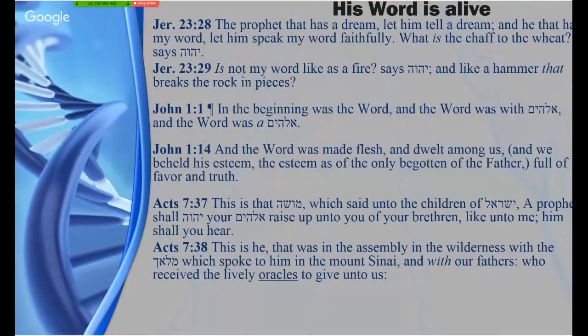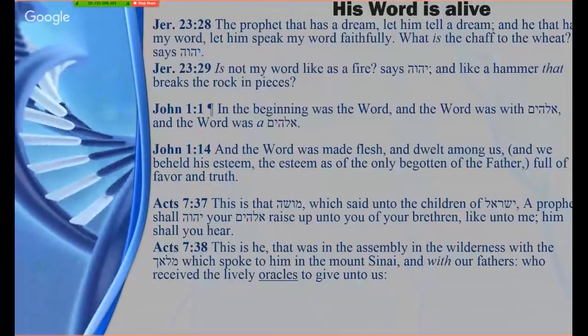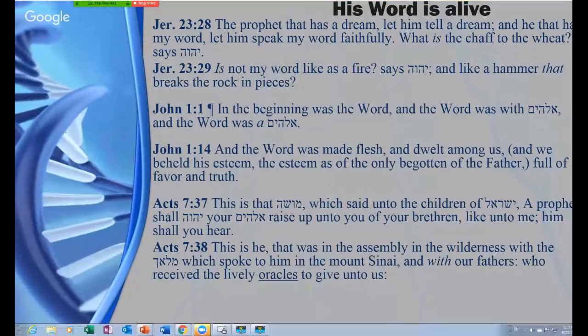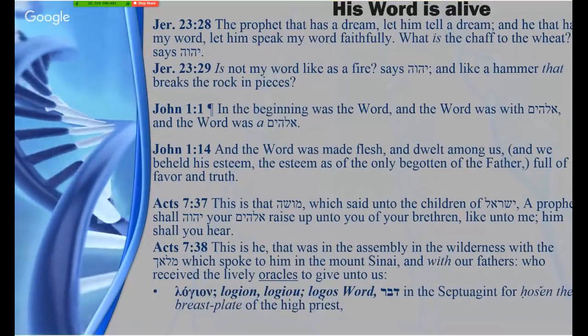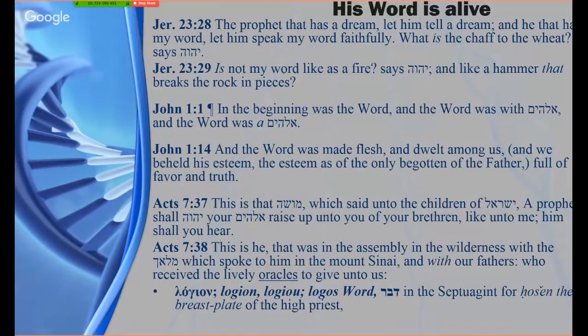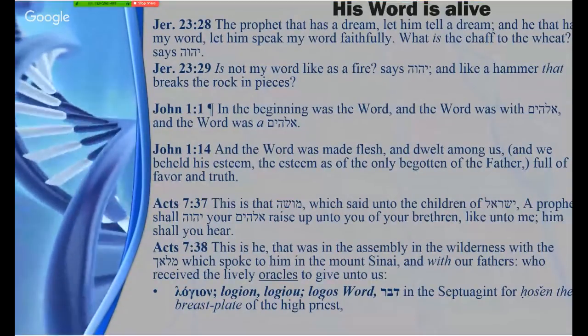What is the word for oracles? It's the word, right? So I'll give you the Greek first, logion, of the root for the word logos, the word debar. And in the Septuagint is the word hoshen. Hoshen is the breastplate of the high priest. He is that, but we'll talk about that in the future.